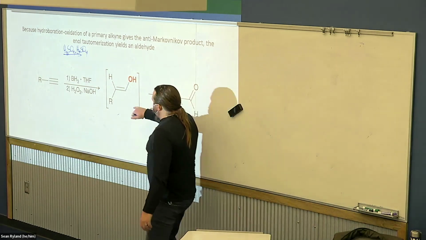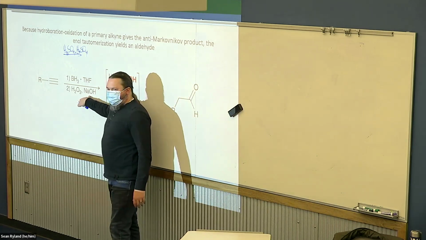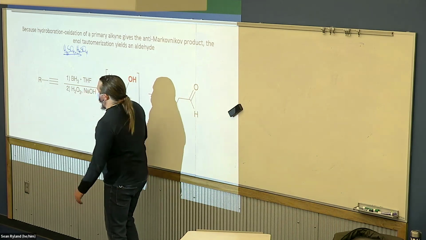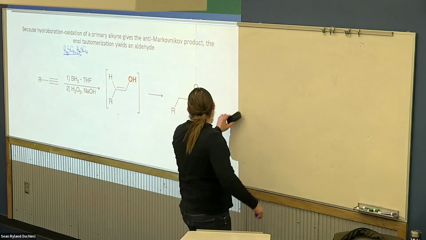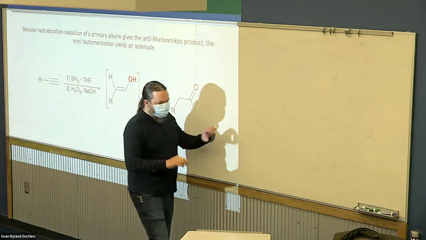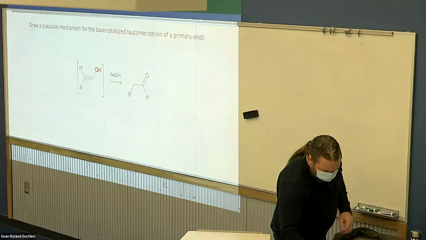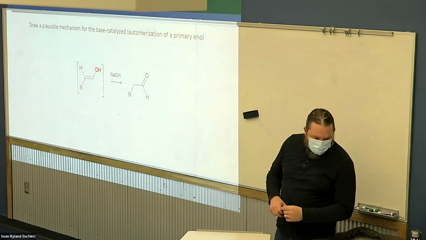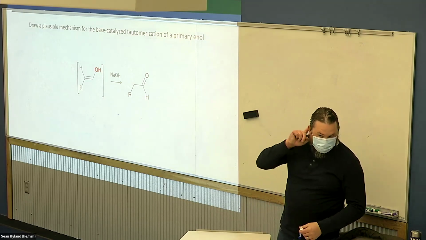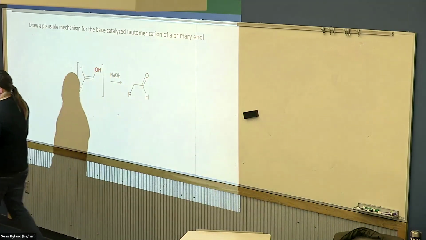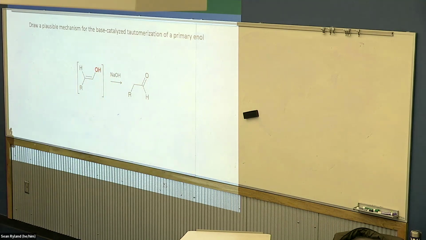Although you may notice that our second step for the hydroboration is under basic conditions, not acid conditions. So we're gonna have the reverse of that tautomerization mechanism. So let's try drawing this mechanism just for practice. We did the acid catalyzed tautomerization. What would the base catalyzed tautomerization look like?